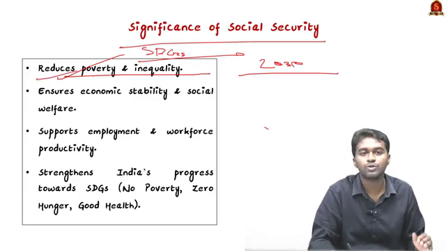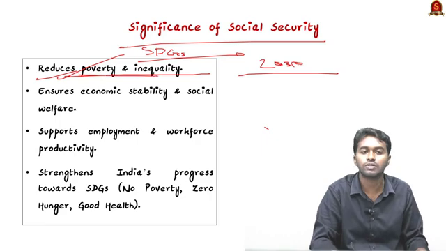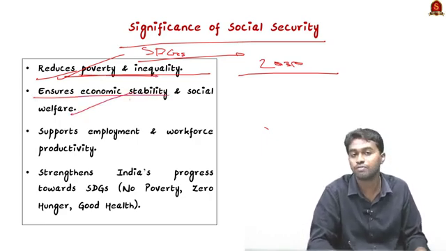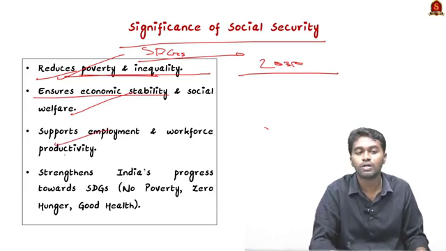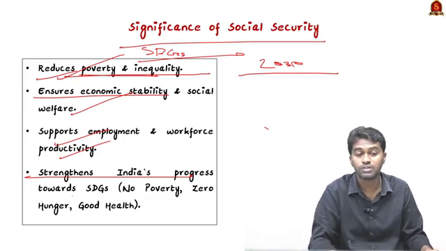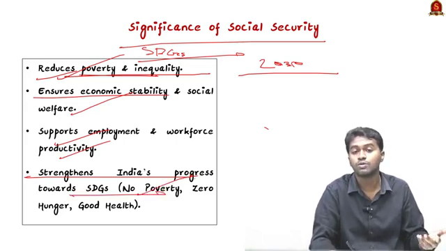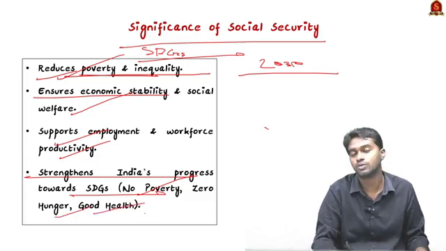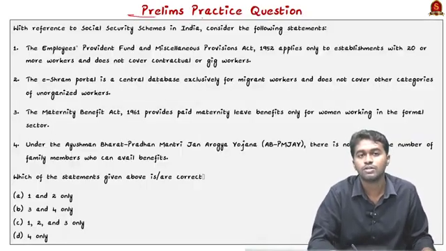So ensuring social security is important for reducing poverty and inequality in society, and it also ensures economic stability and social welfare of the people, and supports employment and workforce productivity. And the next is it strengthens India's progress towards the Sustainable Development Goals, because it resolves problems like poverty and ensures zero hunger and good health to the people.